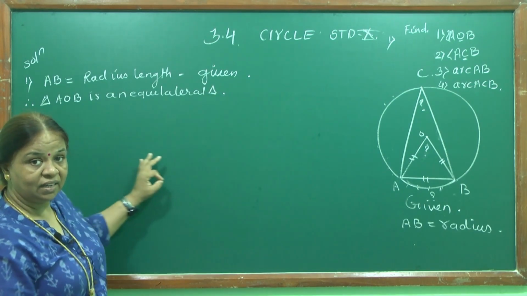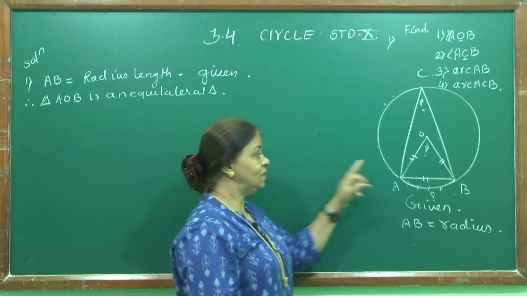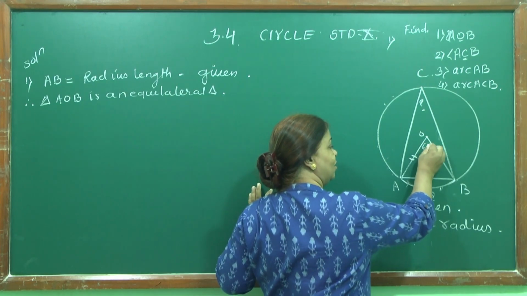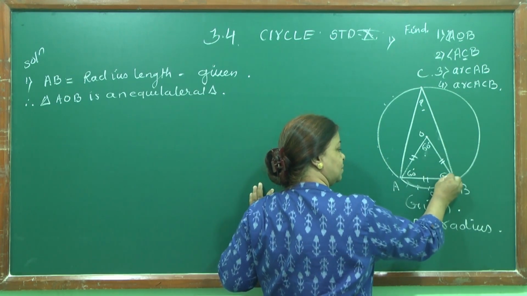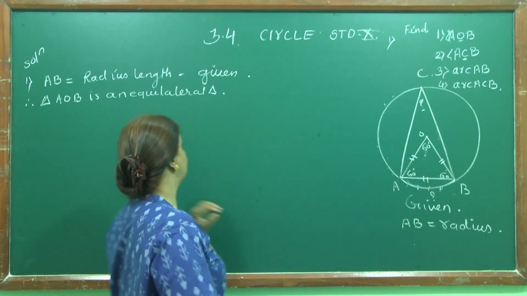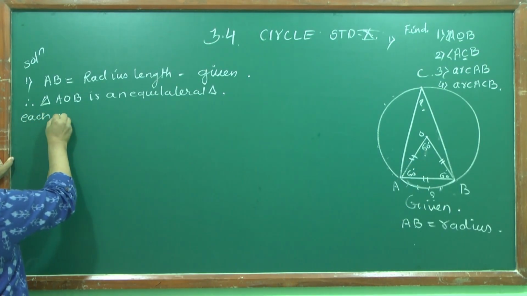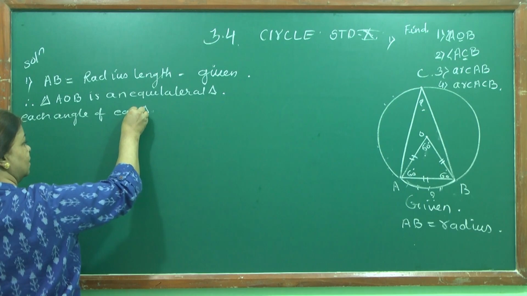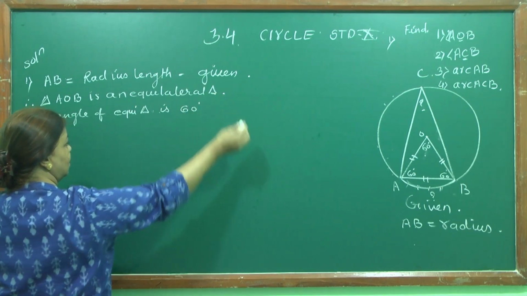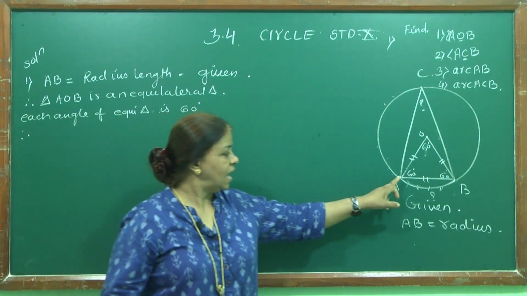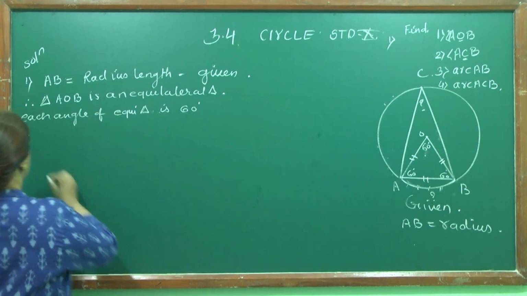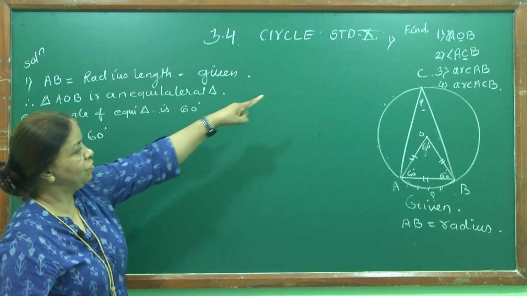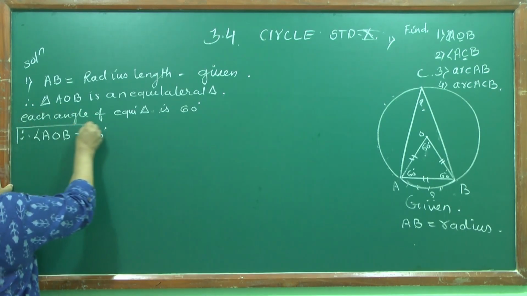In an equilateral triangle, each angle is 60 degree, I hope you all know it. Therefore, we got angle AOB is 60 degree. So, we got the first answer.